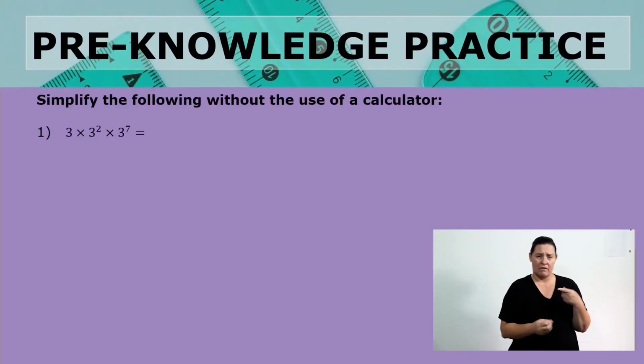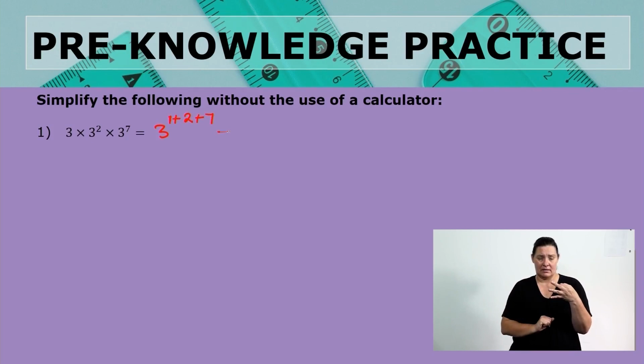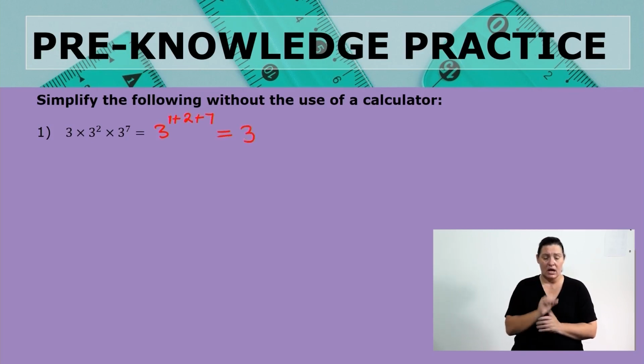For number 1, we have 3 multiplied by 3 squared multiplied by 3 raised to the exponent 7. You remember what law 1 said, that if we have the same base with powers that are being multiplied, then we are going to add the exponents. So I am going to add the 1 for the first power there, plus 2 plus 7. And that gives us a final answer of 3 raised to the exponent 10. Let's move on to the next one.